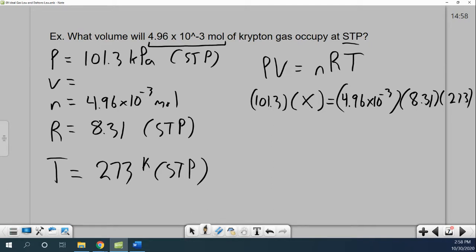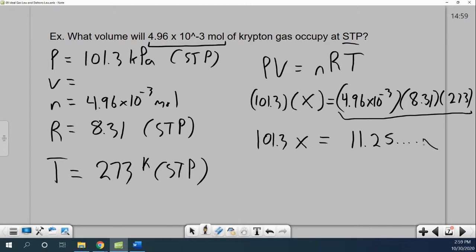All right. Now I look at the right side and I see a whole lot of numbers and no variables. So I'm just going to multiply all of this together to simplify it a little bit. 4.96 times 10 to the power negative 3 times 8.31 times 273 equals, so I've got 101.3 x equals 11.25... Math advice, guys, you can round your final answer to 2 decimals, but don't round until you're done.